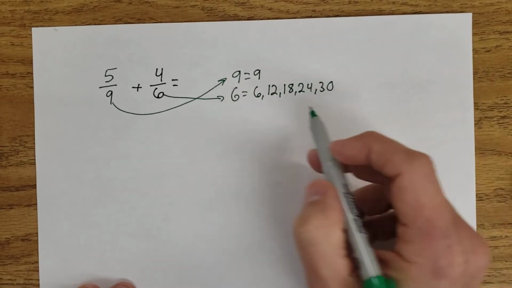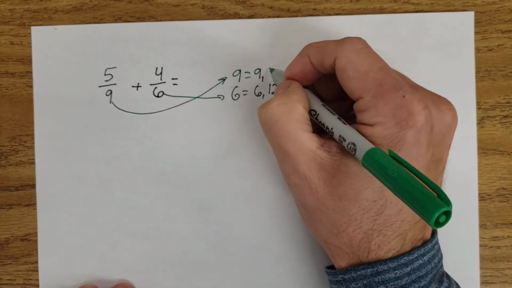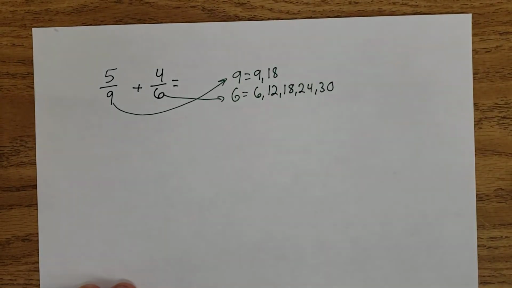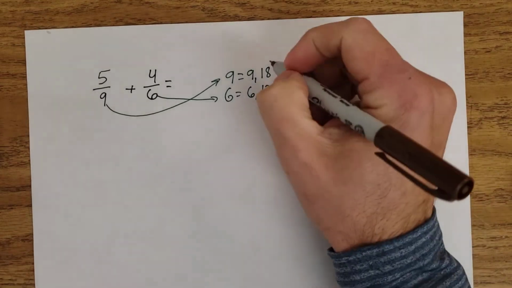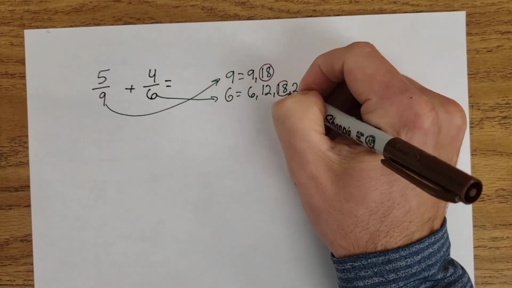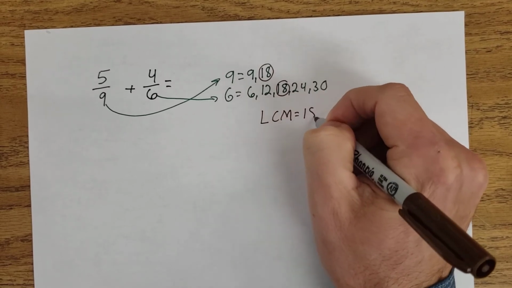9 times 1 is 9. There's no match with 9. So I go to 9 times 2. 9 times 2 is 18. And when I get 18, I actually find my match. There it is. They both have an 18. So that becomes my LCM, which is 18.